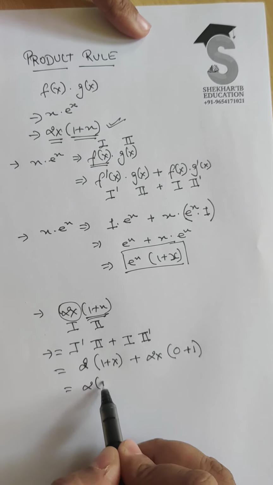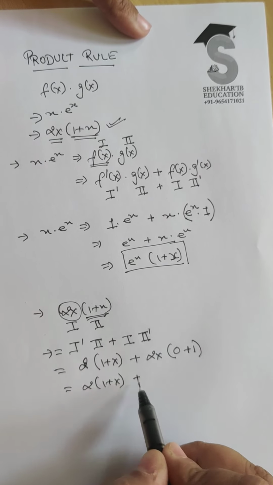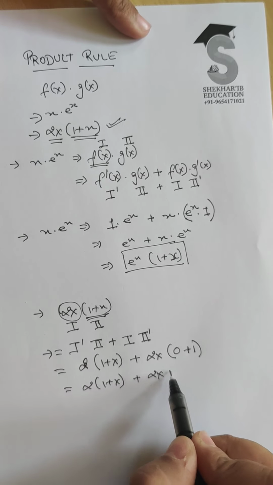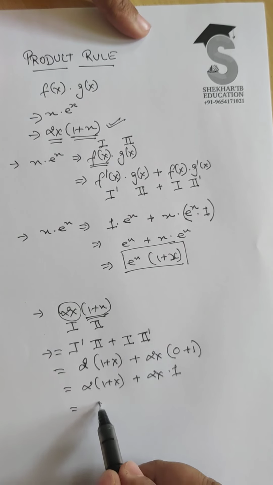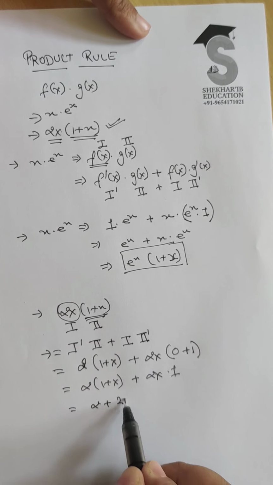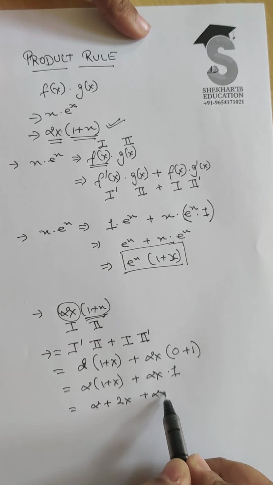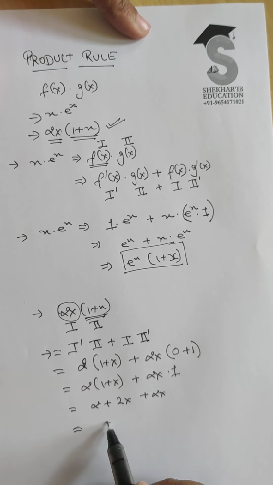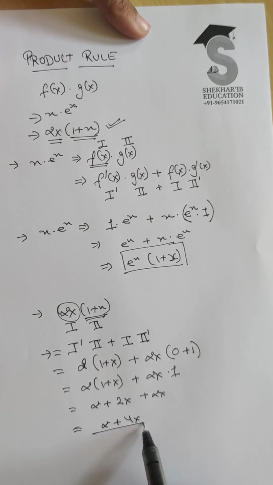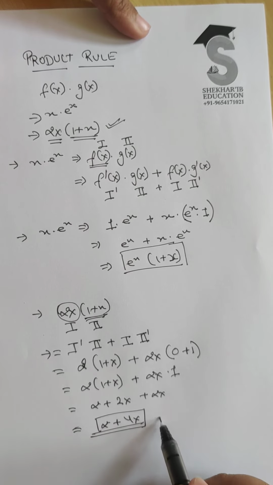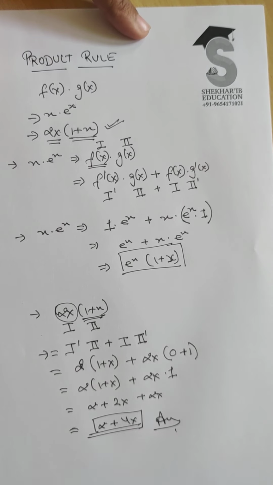So we will get 2 times (1 plus x) plus 2x times 1, which is 2 plus 2x plus 2x, 2 plus 4x, and that is your final answer.